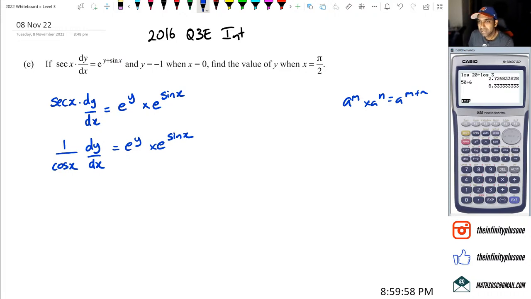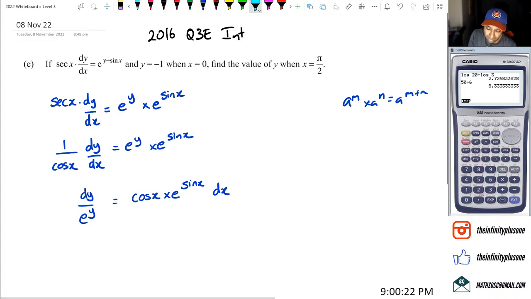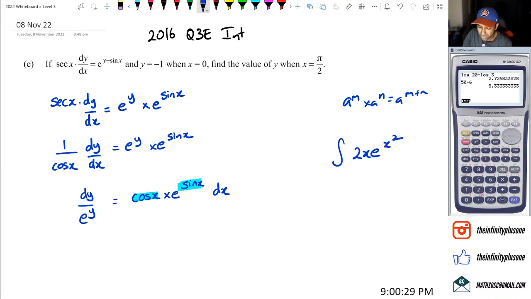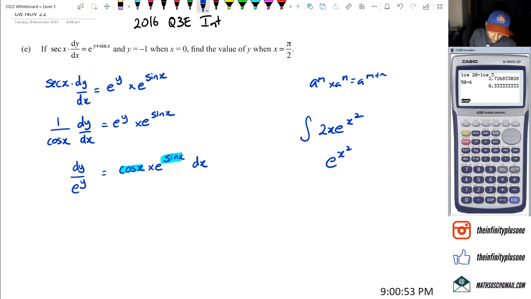Because what we now can do is bring all the y's to the left-hand side and take all the x's to the right-hand side. What's going to happen here is we're going to get dy divided by e to the power of y equals cos x multiplied by e to the power of sine x dx. Now, I'm hoping that you guys can see the link between sine x and cos x. Because remember, if you want to integrate 2x e to the power of x squared, this just integrates to e to the power of x squared. When you integrate exponential functions, you have to divide by the differentiation of whatever the power is. So in this case, you can see that link. It's like cos x and sine x, they're related, because when we differentiate sine x, we get cos x.